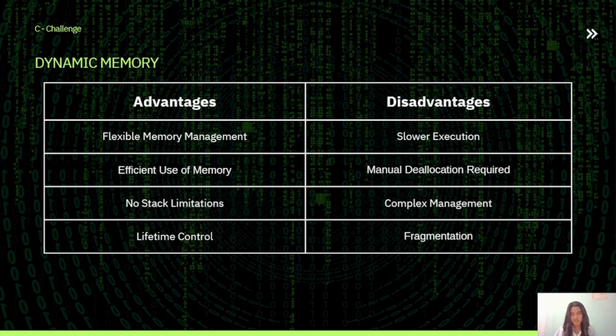Number 2. Manual deallocation required. Unlike static memory allocation where memory is automatically deallocated, dynamic memory allocation requires the programmer to explicitly free unused memory using the free function. Failing to do so leads to memory leaks, which can cause programs to consume excessive memory over time. Number 3. Complex management.